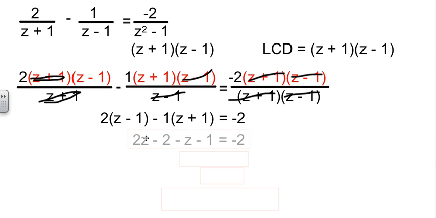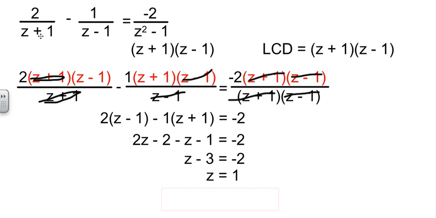2 distributes. Again, here's a danger point. Negative 1 times positive 1 makes negative 1. A lot of people will make a mistake and put plus 1 right there. Collect up my terms and move the 3 over, and I get z equals 1.